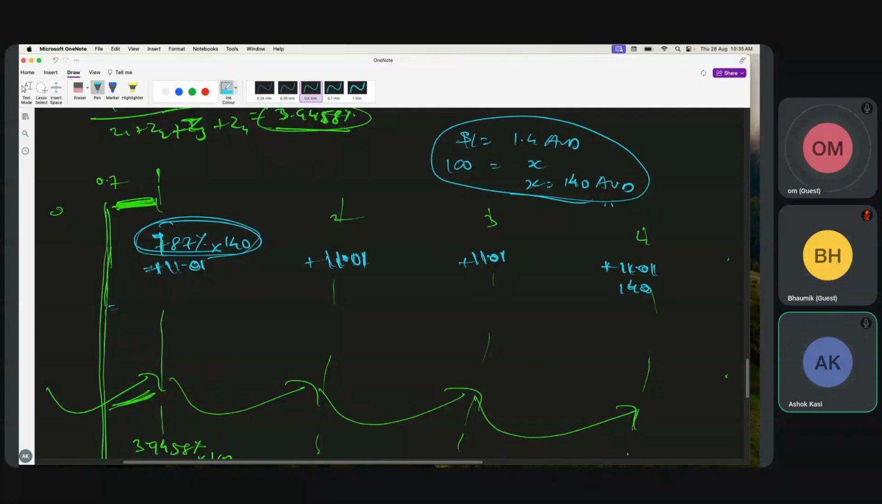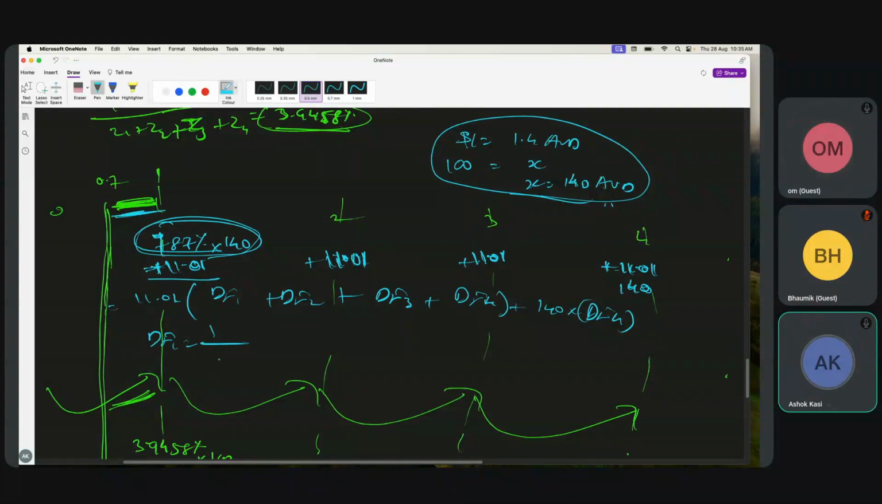Okay, so now I just have to discount it. When I discount, I can go for the shortcut method: DF1 plus DF2 plus DF3, this is 1, 2, 3, 4, DF4 plus 140 into DF4. So DF1 is equal to 1 by, it is for 0.3 years. The Australian dollar rate is what? 6 percent, no, Australian 4 percent. 1 plus 4 percent raised to 0.3.